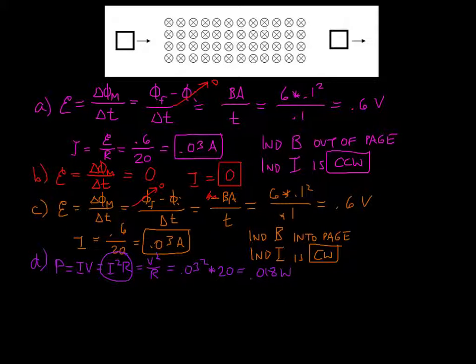gives you a power of 0.018 watts. And now since power is equal to work over time, or energy over time, we can rearrange that and say that energy is equal to power multiplied by time. So 0.018 watts multiplied by the time it took to enter the field, which was 0.1 seconds, is equal to a total energy dissipated of 0.0018 joules.